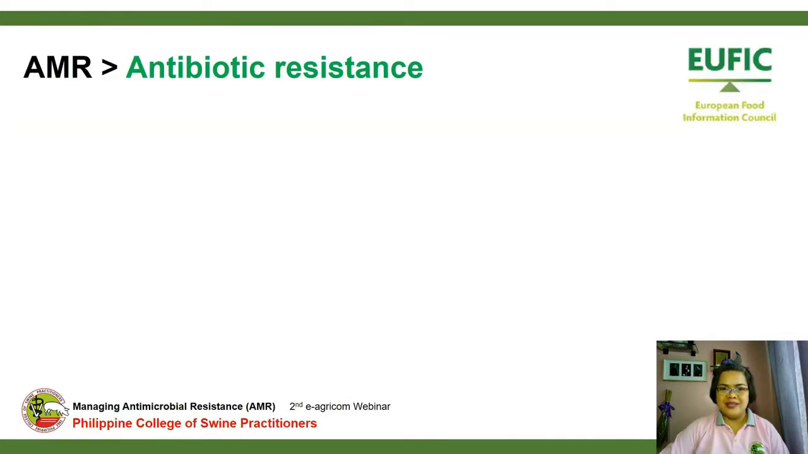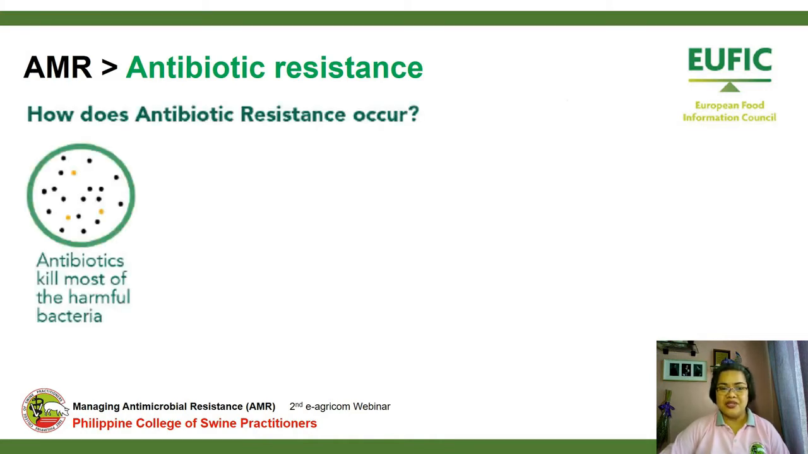So, how does antibiotic resistance occur? Antibiotics kill most of the harmful bacteria, but sometimes it is not able to kill all. Can you think of an instance where this can happen? Let me give you an example.